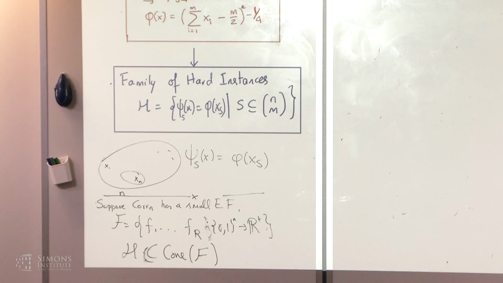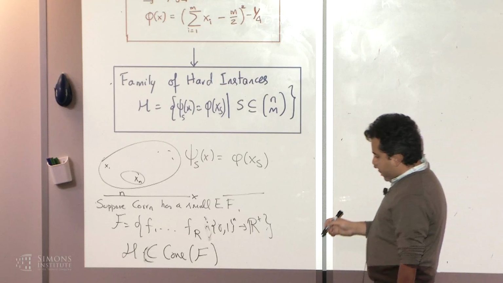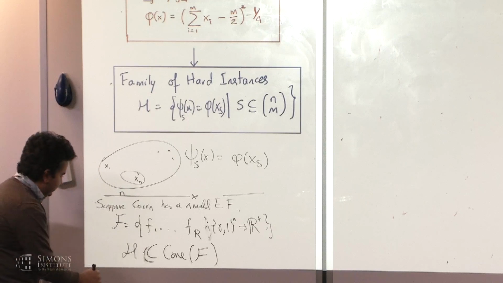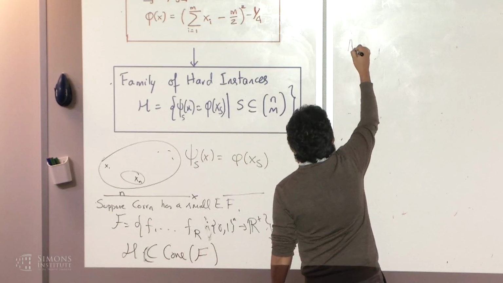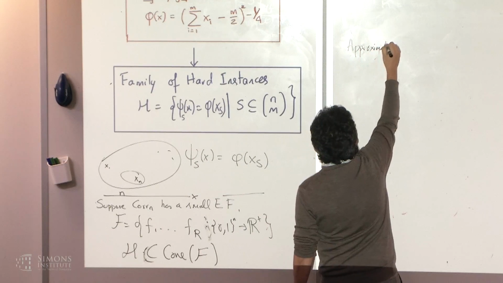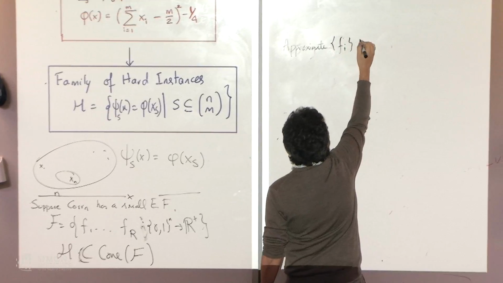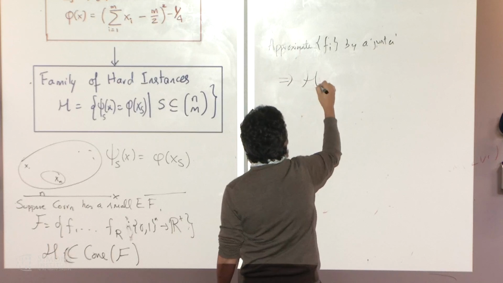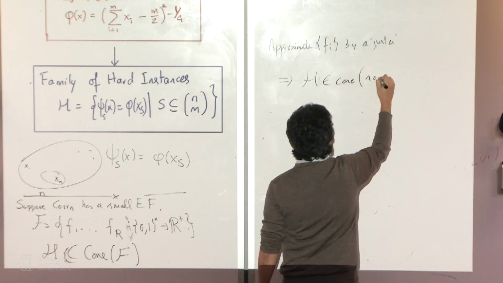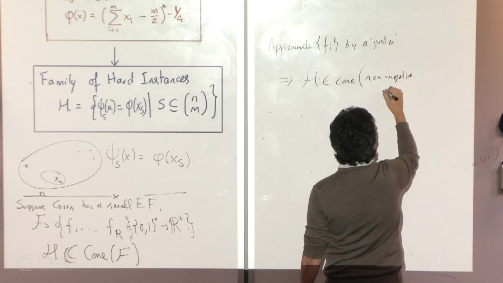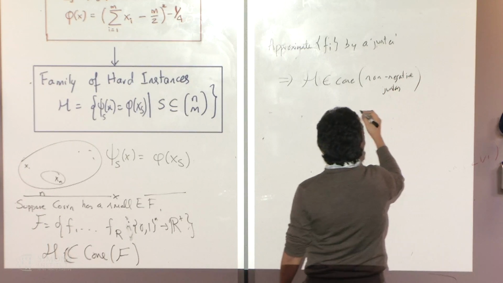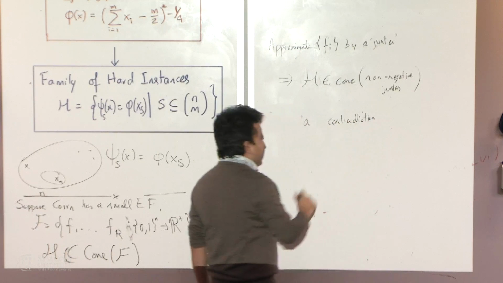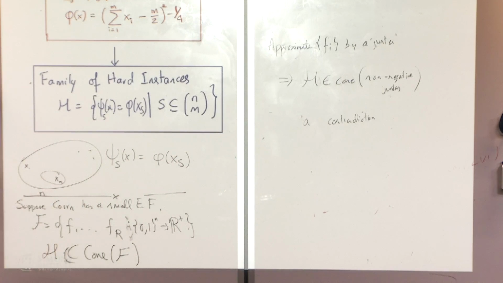Now the idea is going to be very simple. We are going to approximate each f_i by a junta, and then that will imply that H is in the cone of non-negative juntas, which is a contradiction, because H consists of Sherali-Adams gap instances. Okay, so that's the basic idea.